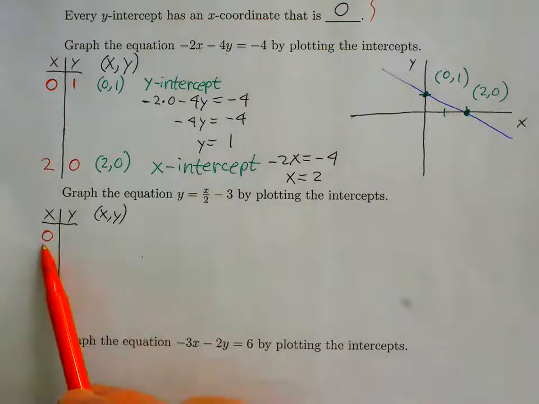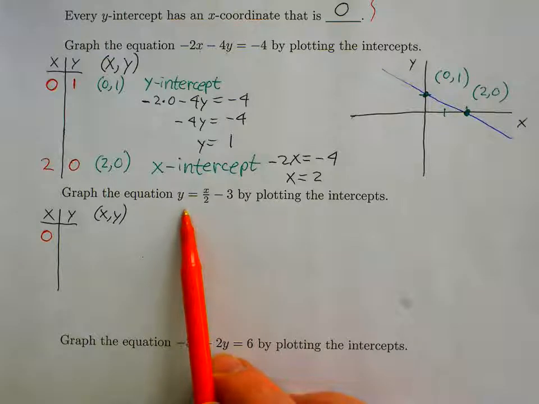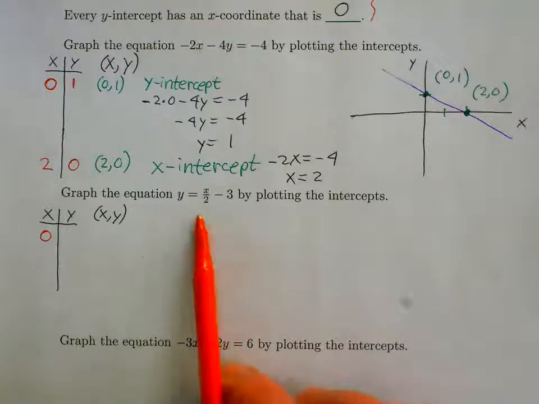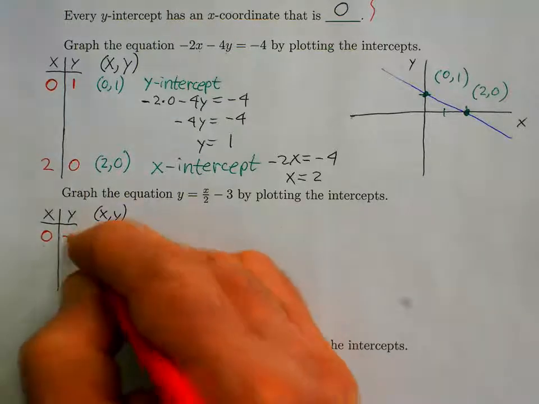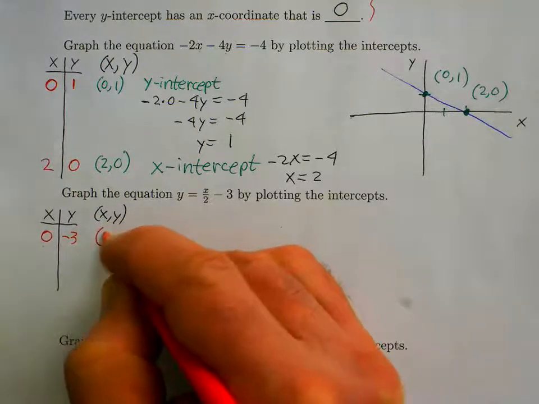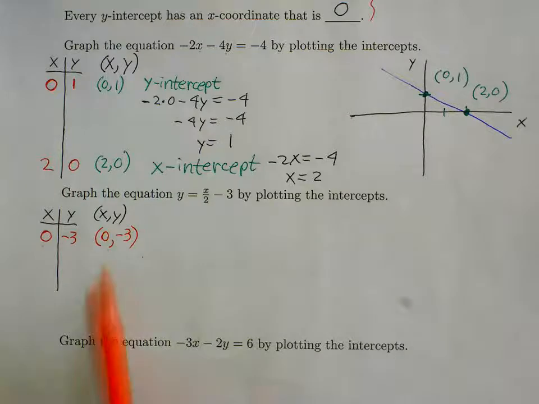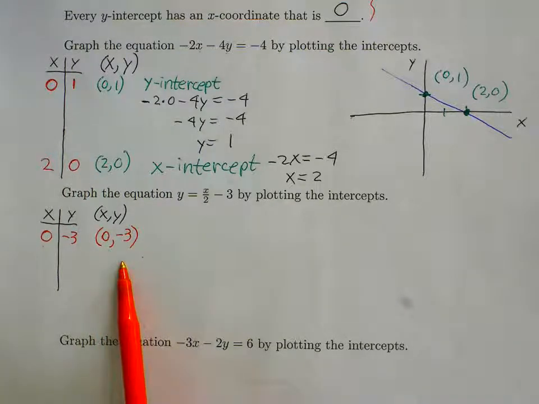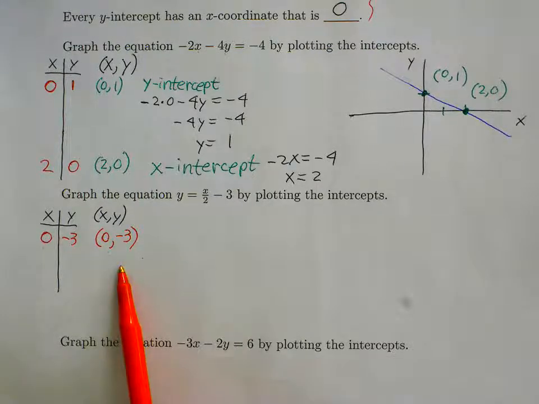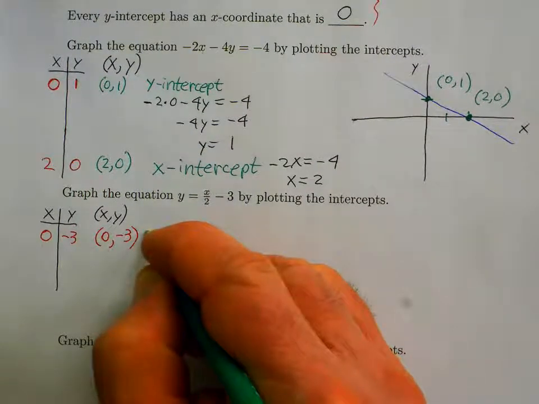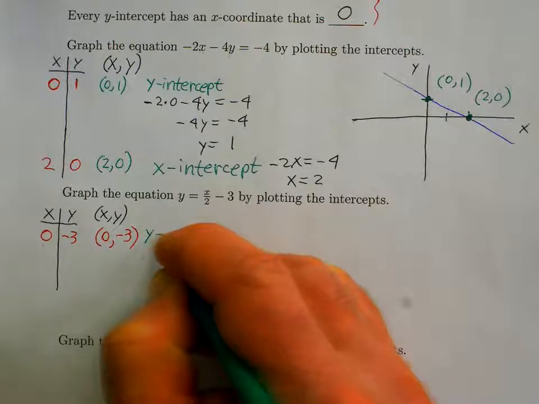When x is 0, we can do some of this in our head. When x is 0, we get y equals 0 divided by 2 minus 3, which is 0 minus 3, and 0 minus 3 is negative 3. So the y-intercept is the ordered pair 0, negative 3. Okay, then to find the x-intercept, first I'll label this just to remind you. This first ordered pair is the y-intercept.